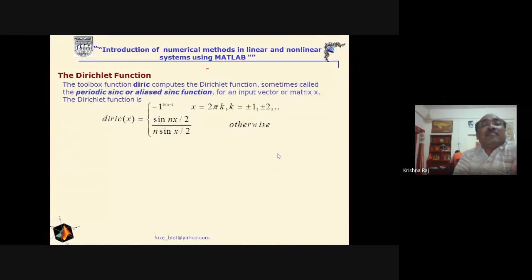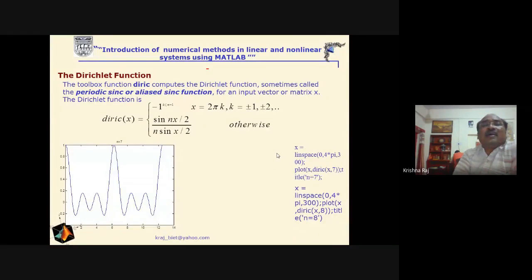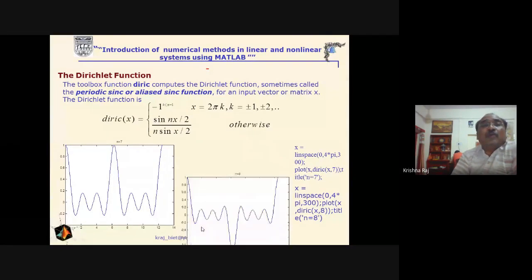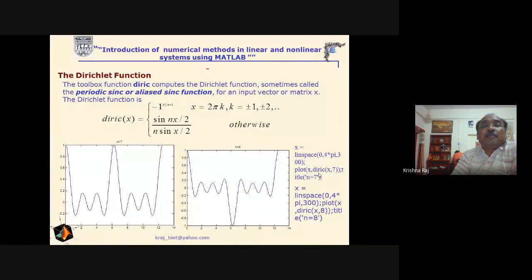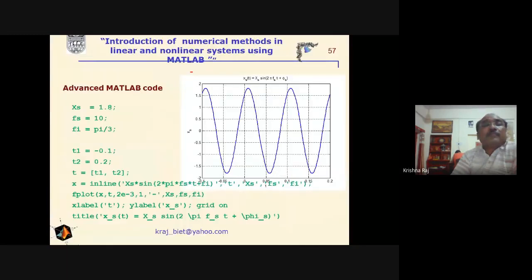Similarly, the Dirichlet function. We are all aware of the Dirichlet function. In order to generate it, we have to use the diric command. If we increase the value of n here, then these pulses are increasing. In this case n is 7, and in this one n is 8. Here again the same is repeated, which we have described.